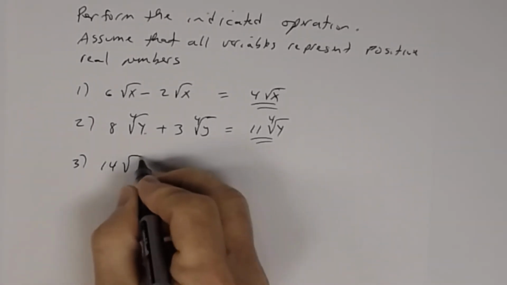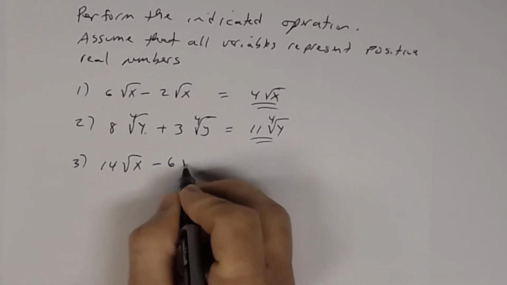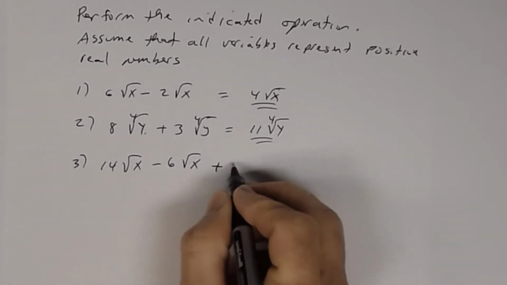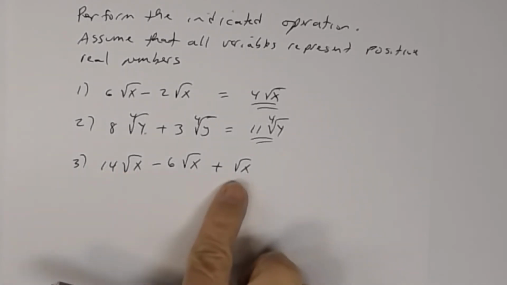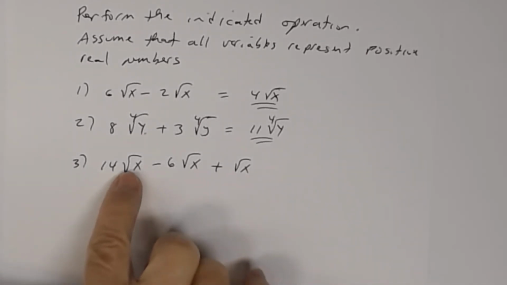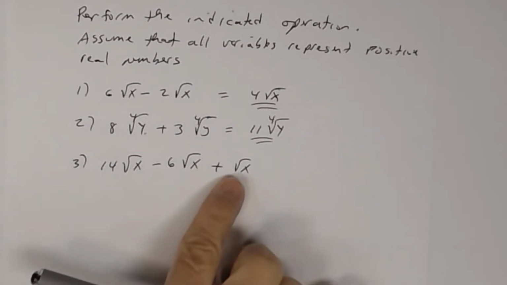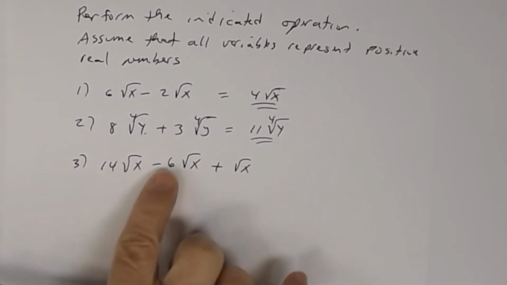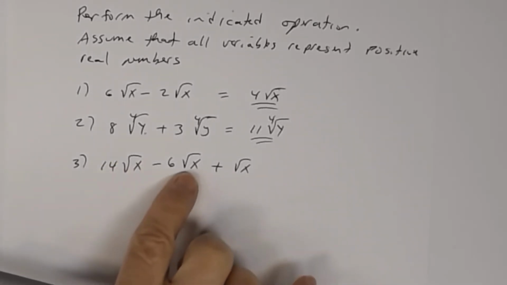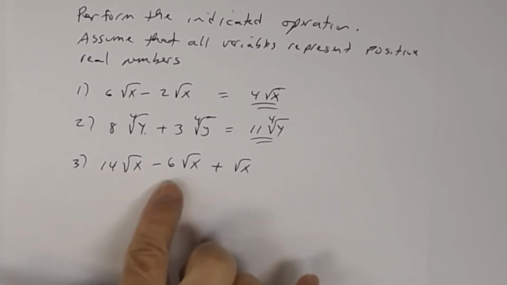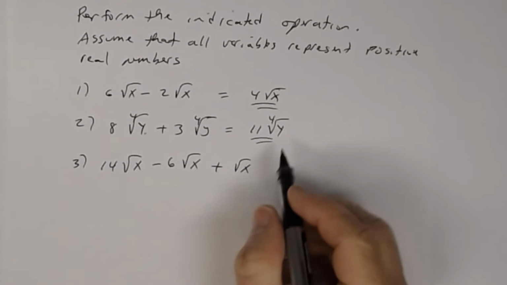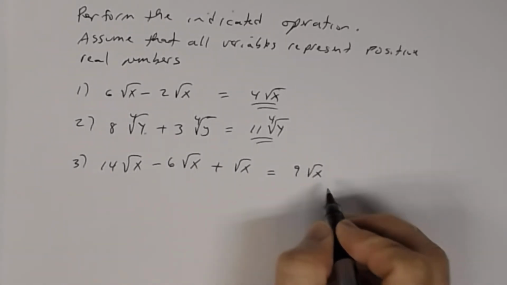14 square root of x minus 6 square root of x plus square root of x. So this time you have 3 terms. Are all 3 alike? Yes, they are. Square root of x, square root of x, square root of x. So I have 14 of these, and you're subtracting 6 square root of x. So at this point there are what? 8 of them. And then 8 plus 1 square root of x gives me 9 square root of x.